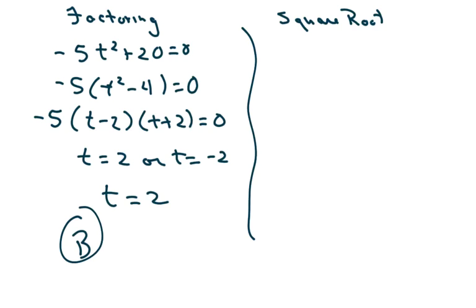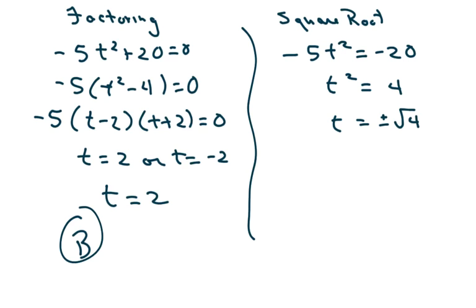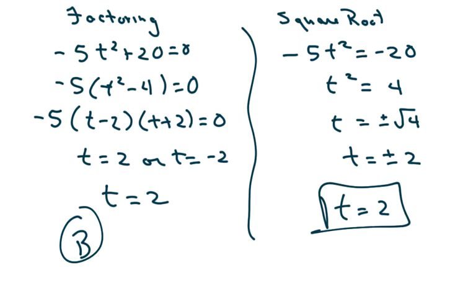If you just want to do the square root method, what you would do is move the 20 over, so you get negative 5t squared equals negative 20. And when you divide by negative 5, you get t squared equals 4. So t equals plus or minus square root of 4. So t equals plus or minus 2. Again, t has to be positive, so t is 2.